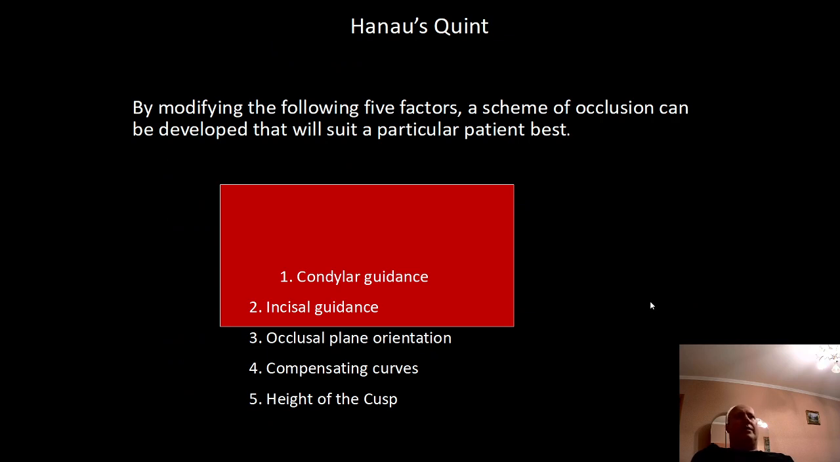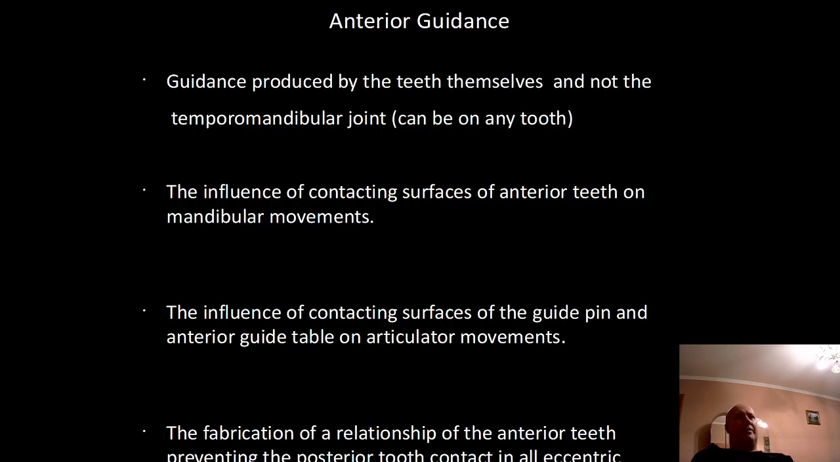By modifying the following five factors, a scheme of occlusion can be developed that will suit a particular patient best: condylar guidance, incisal guidance, occlusal plane orientation, compensation curves, and the height of the cusp.